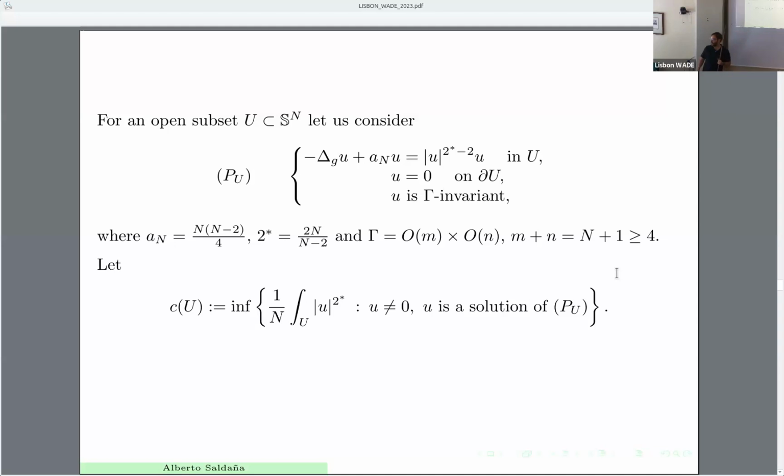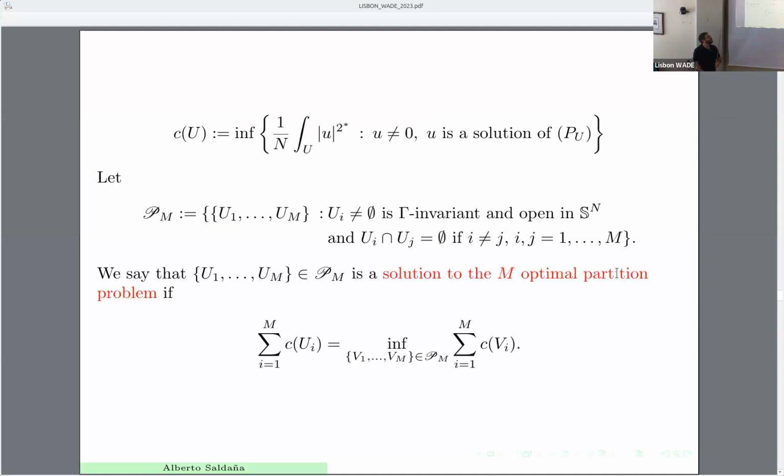I want non-trivial solutions. So the set of all possible partitions is going to be the set of all sets different from the empty set, which have the symmetry, are open in the sphere, and are disjoint. I'm not asking them to fully cover the sphere, but we are going to get this for free during the process. But the idea is: into how many parts can I split the sphere so that the parts have the symmetry and they are disjoint? And I want a partition that minimizes all the costs of every piece in the partition. Well, let's see if we can solve this problem.